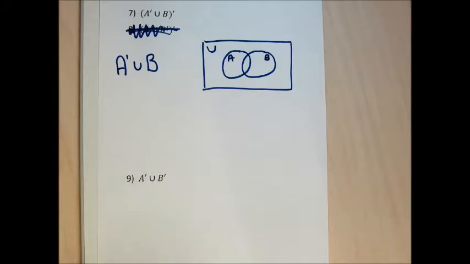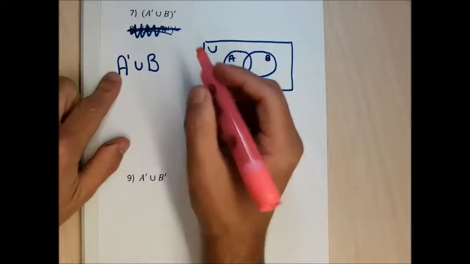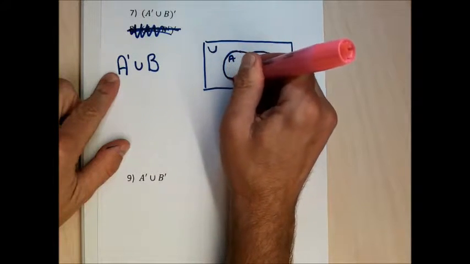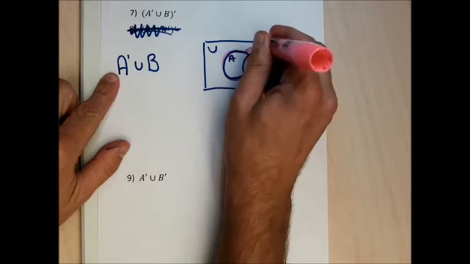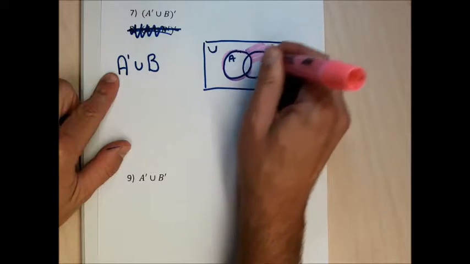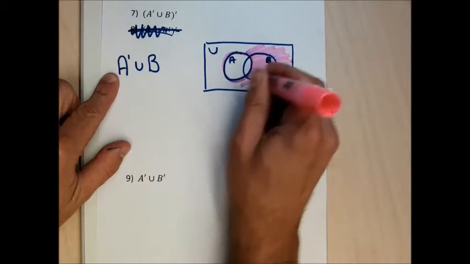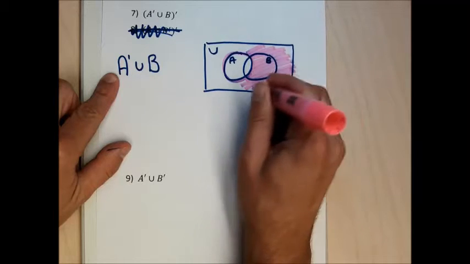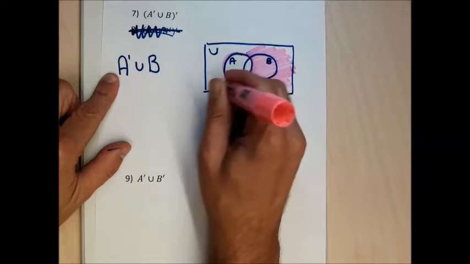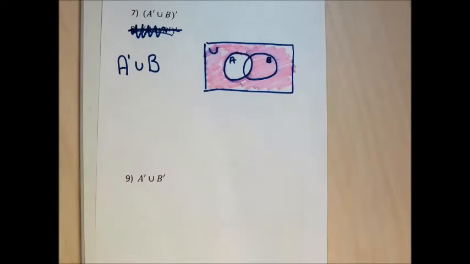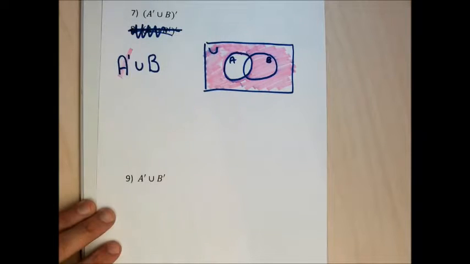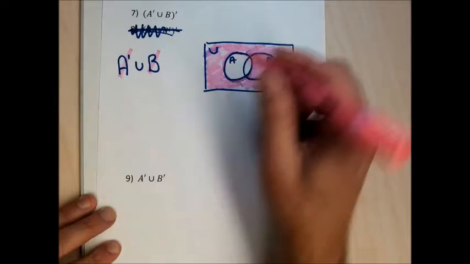So let me, with one color, show A complement union B. First, I'm going to show A complement, and A complement is anything that's not inside the A circle. So I just drew a band around the A circle, and now I'm showing A complement, which is every bit of the graph other than the A circle itself. So I've done the A complement. If it was an intersection, I'd pull out another color, but this is a union, so I don't need to pull out another color. I'm going to do set B in the same pink.